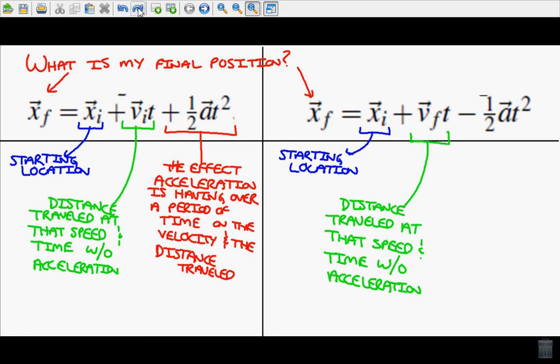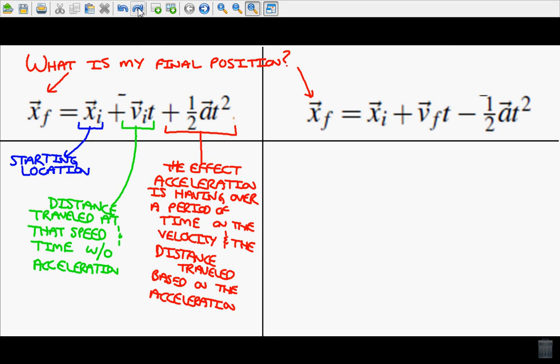So if I'm speeding up at a specific acceleration, or if I'm slowing down at a specific acceleration, what effect is that having on the distance that's been traveled? And then what is it doing to that velocity as well? And that's based on the acceleration that we started with.